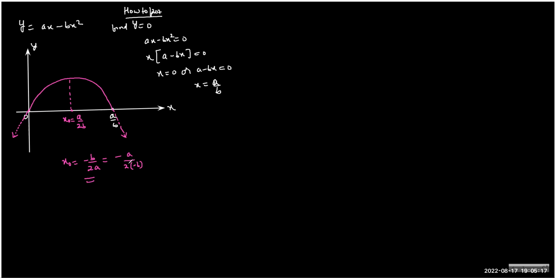Yes, sir. The a in the formula is called the coefficient of x square, which is minus b. And b is called the coefficient of x, which is a. And if you do the same thing, you get the same answer.